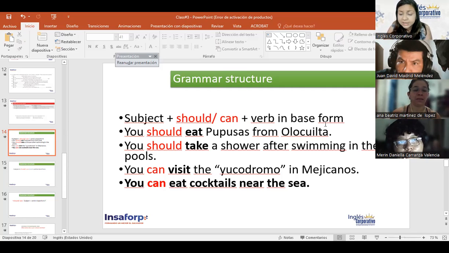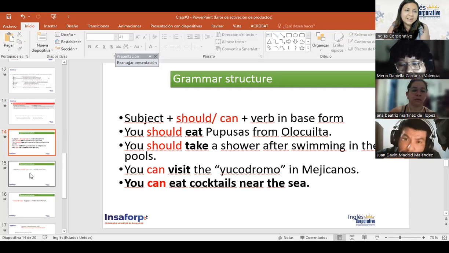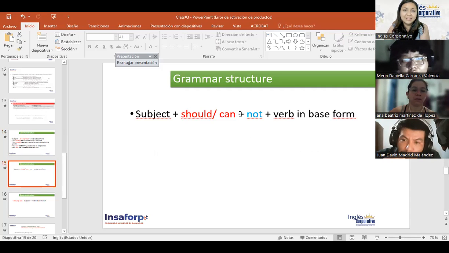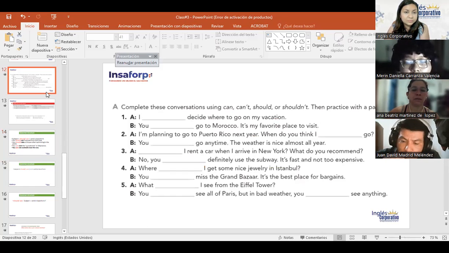Do you have a question, Daniela? Yeah, teacher. I have a question about the grammar structure because I've been seeing before when you mix should in a contraction, like shouldn't. That is the negative. No, I wrote that in the chat.